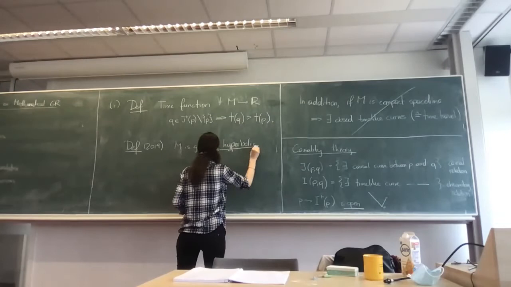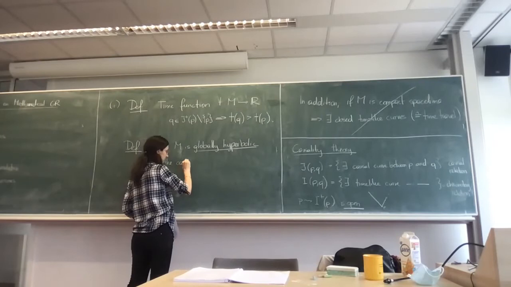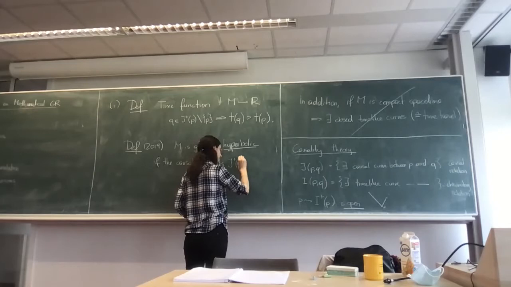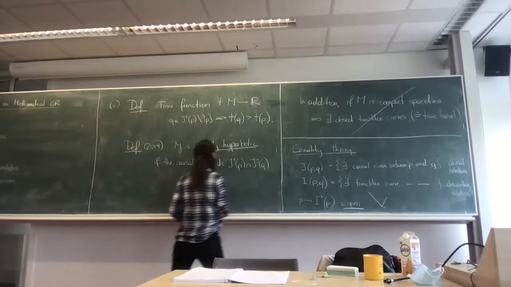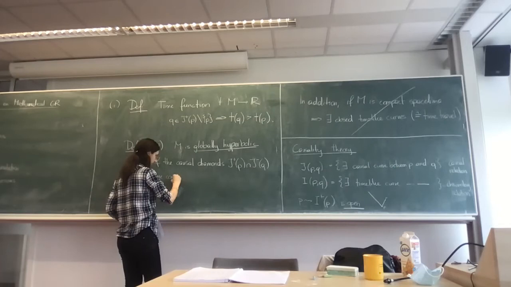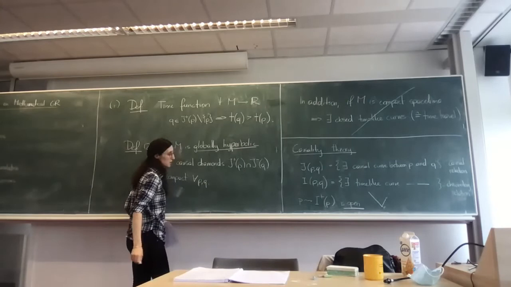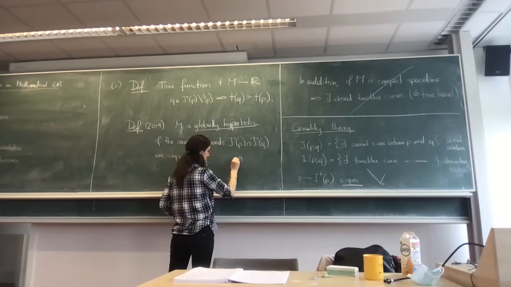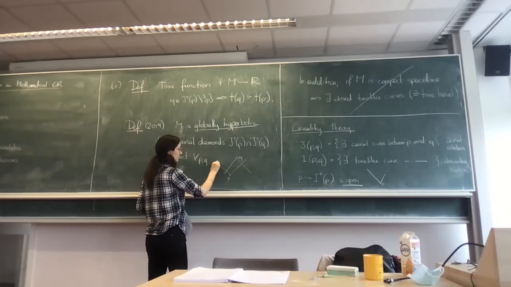if we look at what we call the causal diamonds. Let me go back and see what the causal diamonds are. These are intersections; I will draw a picture. Of course, this set could be empty. But if it's not, then you can assume that you have a point P and a point Q. This is the causal future of P, and this is the causal past of Q. And then we have this diamond.